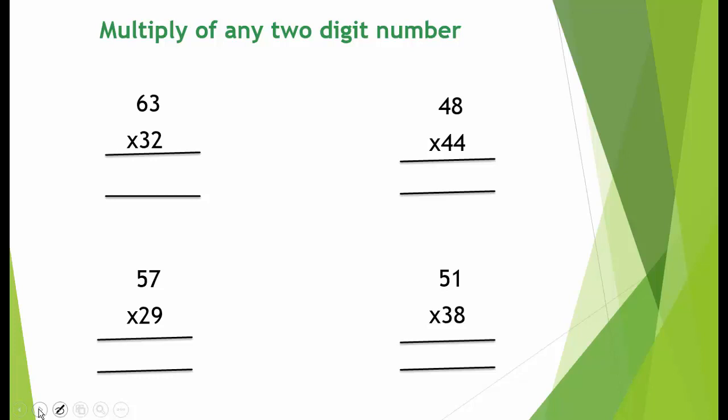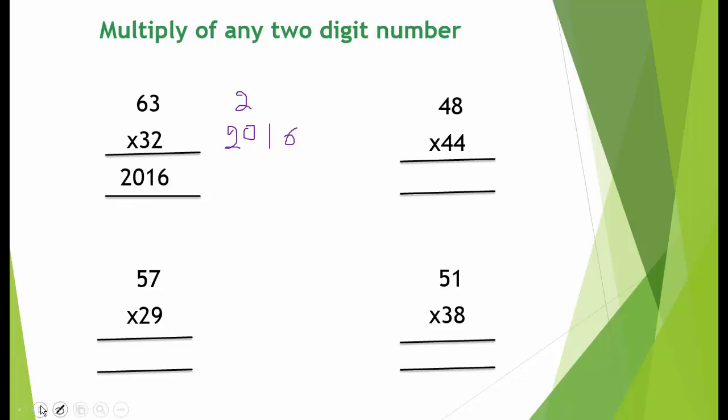Now multiply 63 into 32. Again, 3 2s are 6, 6 2s are 12 and 3 3s are 9. This will become 21, 12 plus 9 is 21. 2 in carry, 6 3s are 18 plus 2 is 20. So 2016 will be the answer.